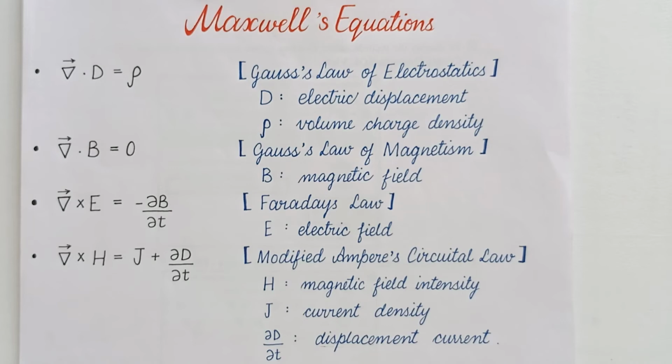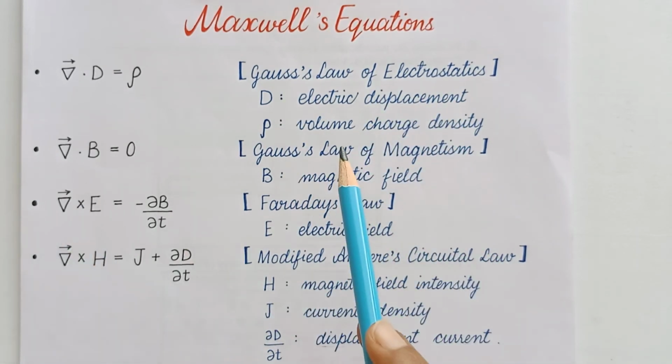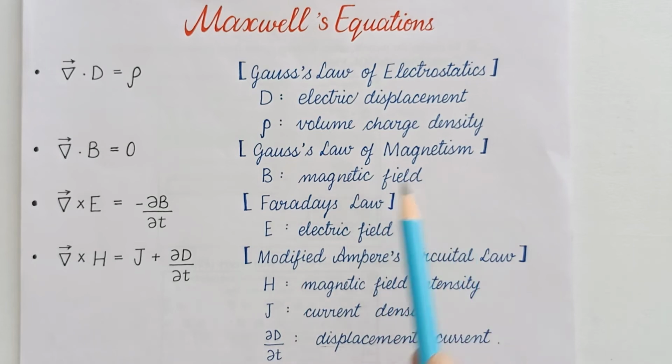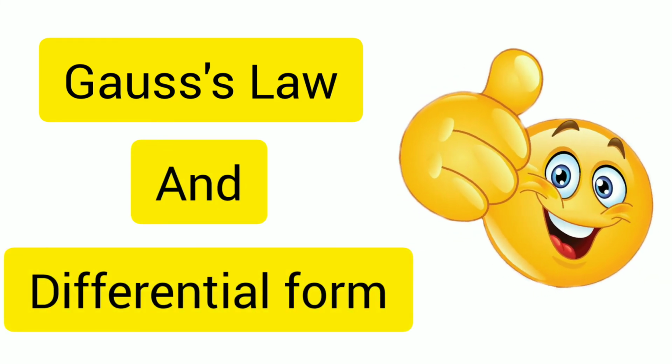The first equation is on Gauss law of electrostatics. The second equation is based on Gauss law of magnetism, while the third equation is based on Faraday's law, and the fourth equation is modified Ampere's circuital law. The first equation is on Gauss law, and in my next video I'll be explaining Gauss law and its differential form in detail. So now let's take the second equation.